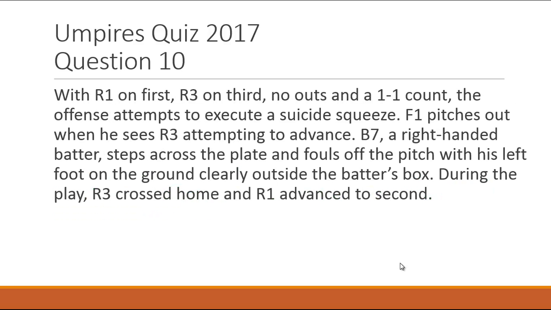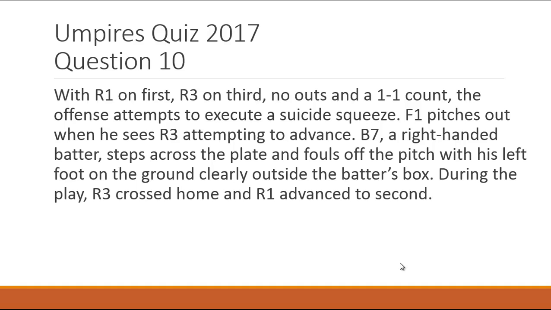All right, wrapping up with question 10. With a runner on first and a runner on third. So we got first and third, no outs, 1-1 count. The offense attempts to execute a suicide squeeze. The pitcher pitches out when he sees the runner on third attempting to advance. The batter, who is a right-handed batter, steps across the plate and fouls off the pitch with his left foot on the ground, clearly outside the batter's box. During the play, the runner crosses home and R1 advanced to second.